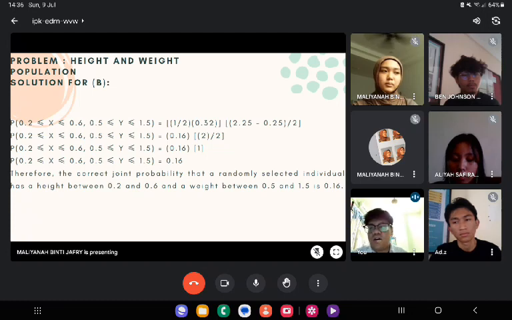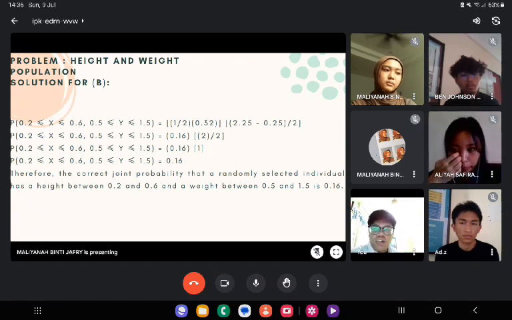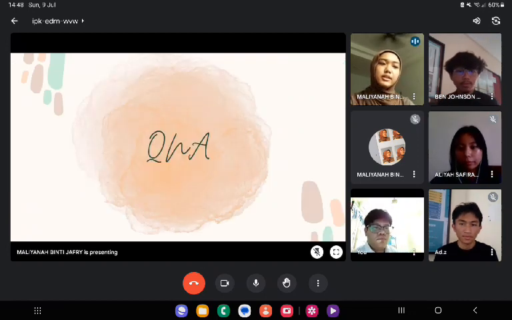probability of 0.2 less than or equal to x less than or equal to 0.6, 0.5 less than or equal to y less than or equal to 1.5 is equal to 0.16. So we can conclude that the correct joint probability that a randomly selected individual has a height between 0.2 and 0.6 and a weight between 0.5 and 1.5 is 0.16. So we move on to the Q&A session.